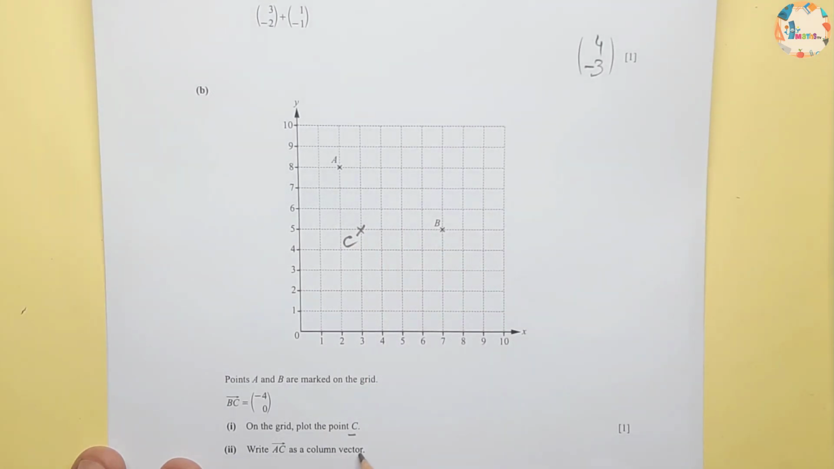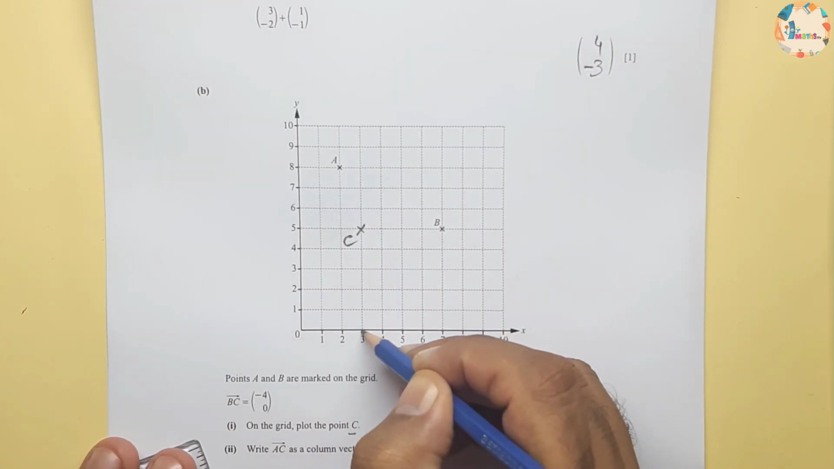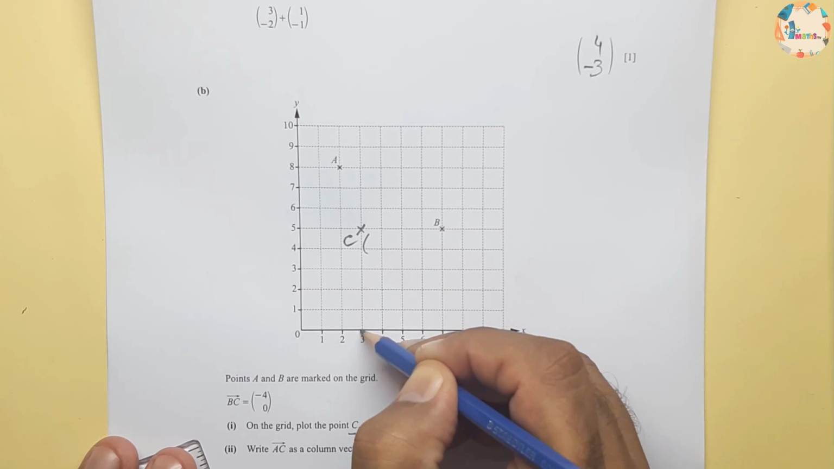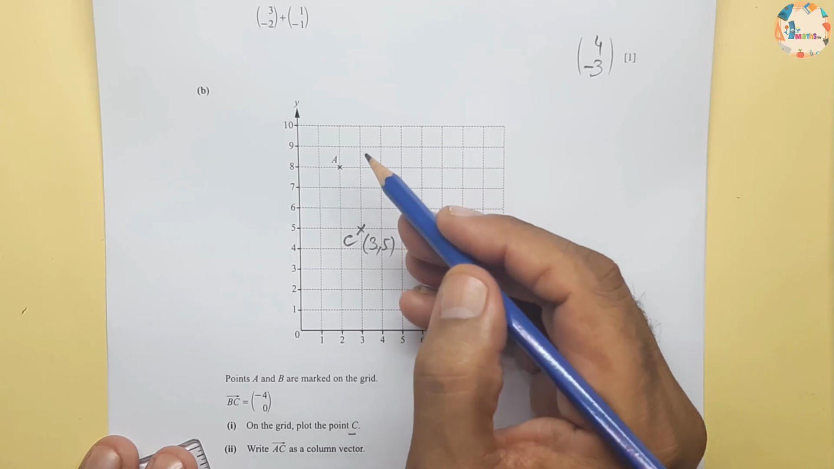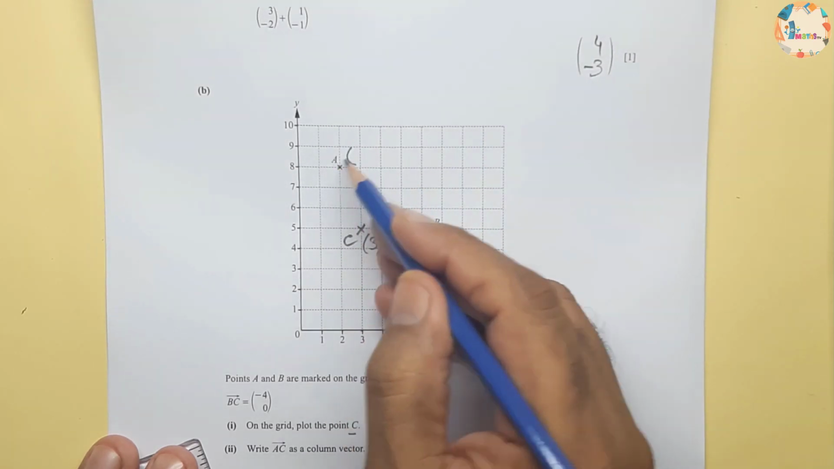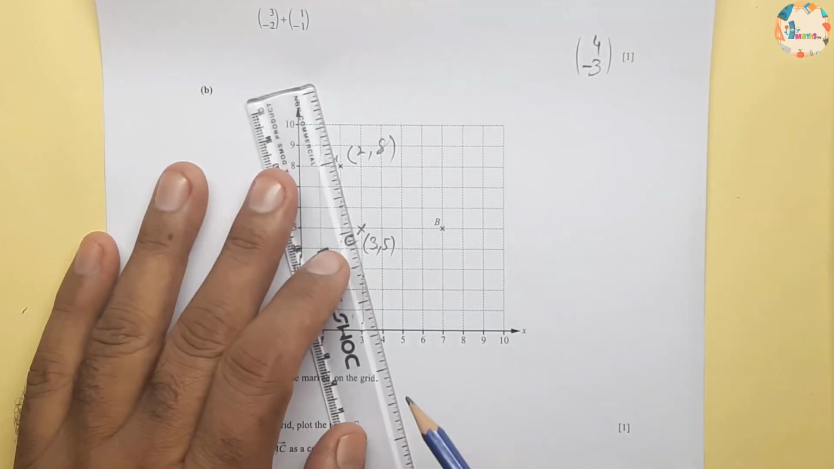And write AC as column vector. So A to C will be this one. C will be having coordinates 3 and 5. We can write 3 and 5. A will be having coordinates as 2 and 8. AC will be C minus this one. So AC column vector will be this one.